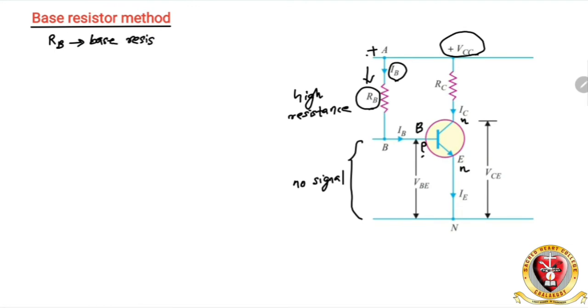So that's why this method is known as the base resistor method. In the base resistor method, biasing is provided by properly selecting a high resistor, known as the base resistor, in between the power supply and the base. So let's go through the circuit analysis. What is the circuit analysis?